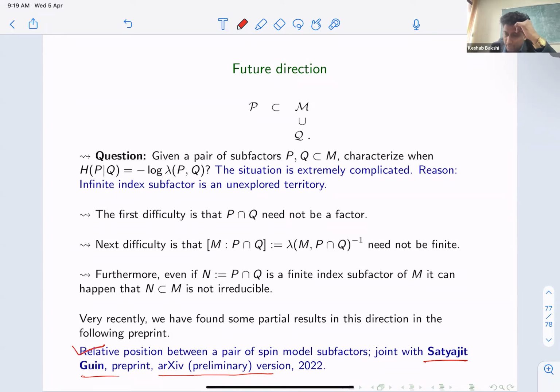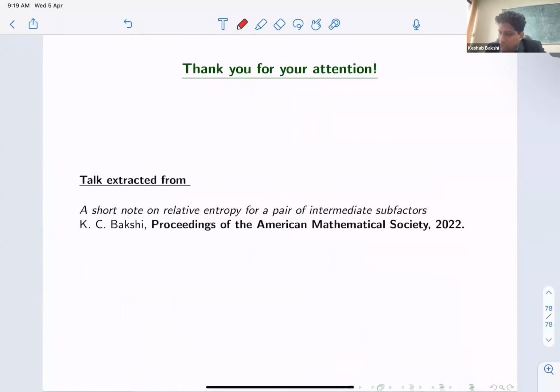This is the name of the paper: relative position between a pair of spin model subfactors. This is a very important class of subfactors coming from commuting squares and certain combinatorial data. From that we can construct a pair of subfactors, and there we can go beyond irreducibility. But with infinite index, we don't know even if these two are irreducible or not. This whole talk is extracted from this paper. It is published; I should update it. It is a short note on relative entropy for a pair of intermediate subfactors.